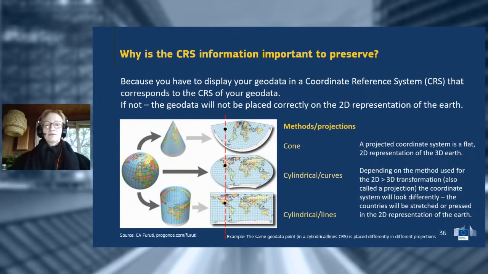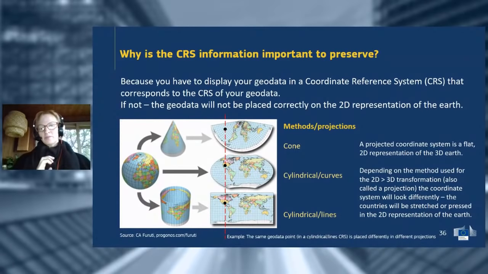And then you can ask yourself, why is this information about the coordinate reference system so important to preserve? That is basically because you have to display your geodata in a coordinate reference system that corresponds to the coordinate reference system of your geodata. If you do not do that, the geodata will not be placed correctly on the two-dimensional representation of the Earth.